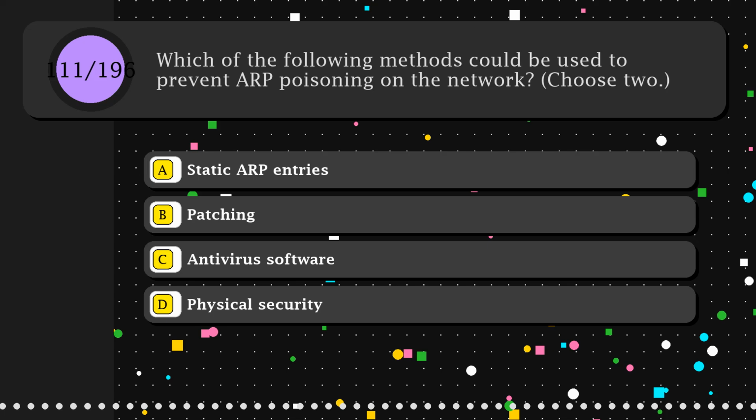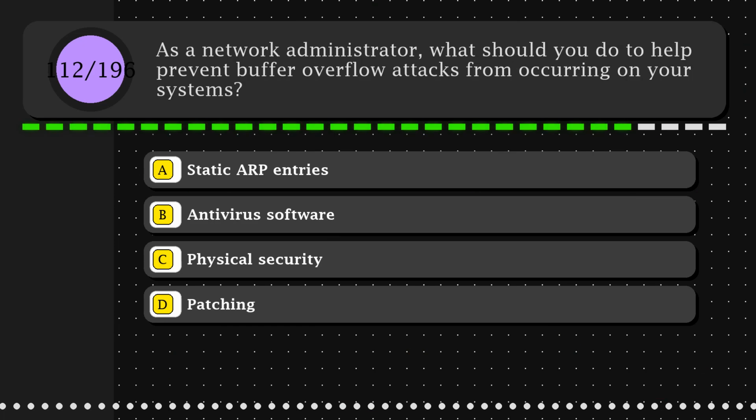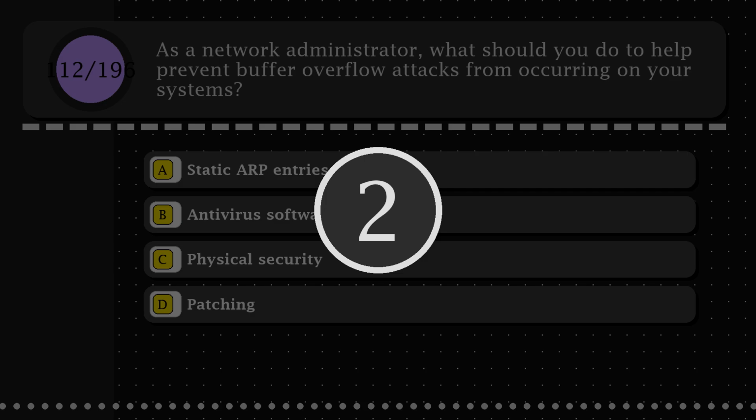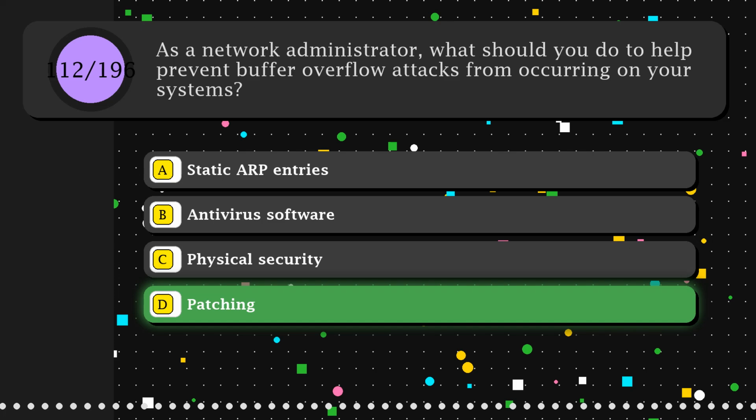The correct answer is option A, D. Question 112. As a network administrator, what should you do to help prevent buffer overflow attacks from occurring on your systems? Option A, static ARP entries. Option B, antivirus software. Option C, physical security. Option D, patching. The correct answer is option D, patching.